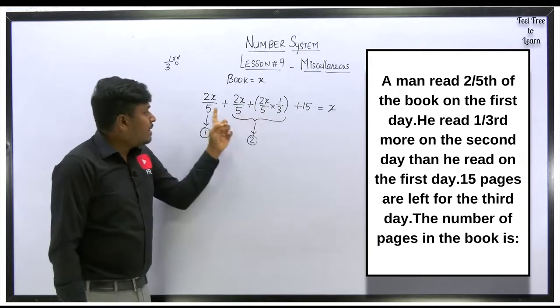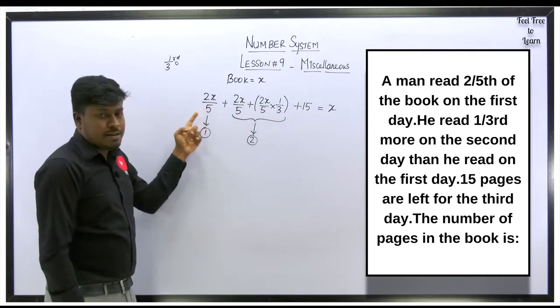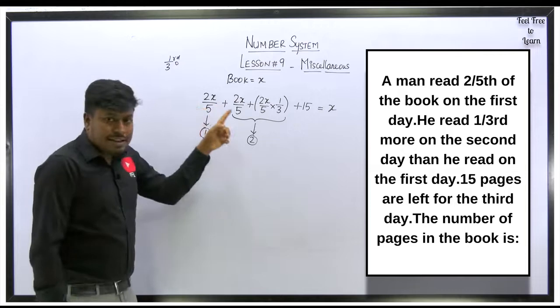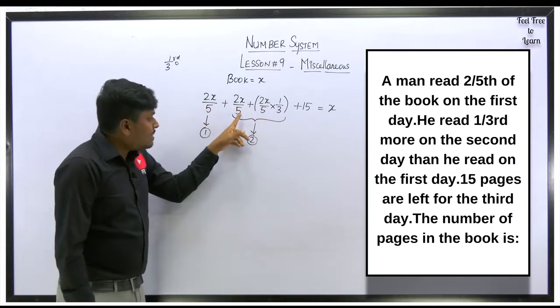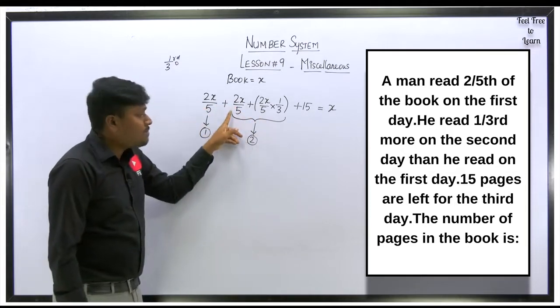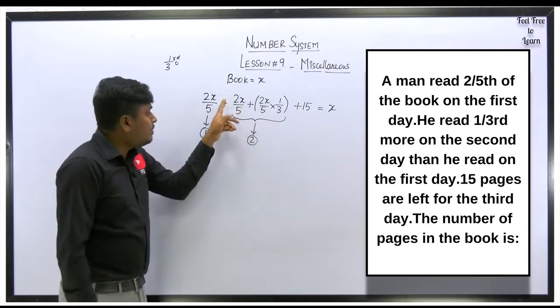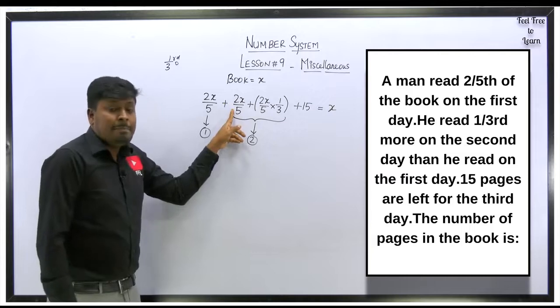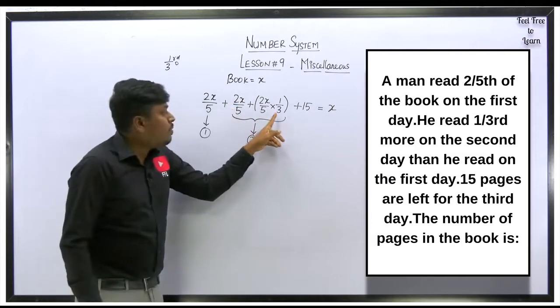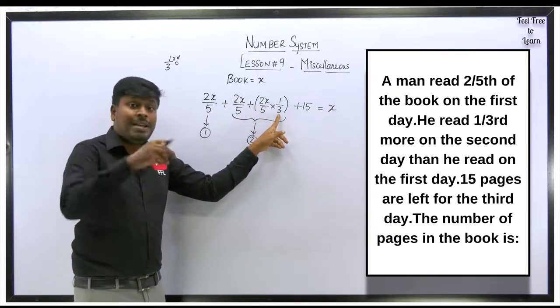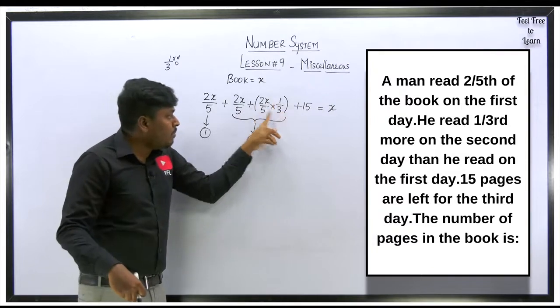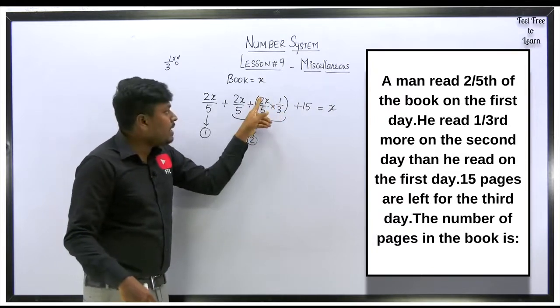Just listen here. This will be the first day, what he read, the total number of pages he read. On the second day, what they are saying is that usually on the second day also he will be reading 2x/5. From these pages, on the second day also he will be reading this same 2x/5, but additionally he is reading 1/3 more of what he read on the first day. So 1/3 more, that is 1/3 of what he read on the first day.